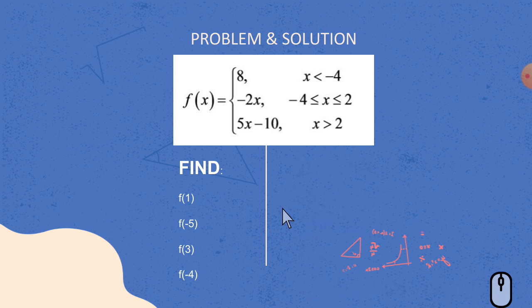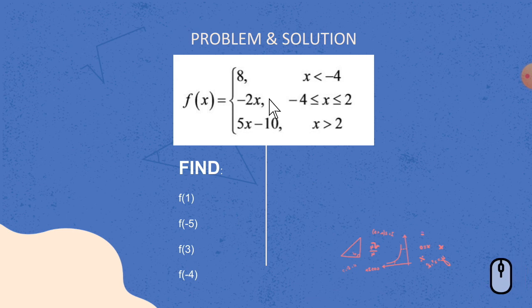Next, last, the f of negative 4. So, itest natin ulit si negative 4. So, kapag sinubstitute natin sa negative 4 dito, negative 4 is less than negative 4. So, si negative 4 daw ay mas maliit kay negative 4. So, mali. Next, negative 4 is greater than or equal to negative 4. So, tama. But less than or equal to 2.